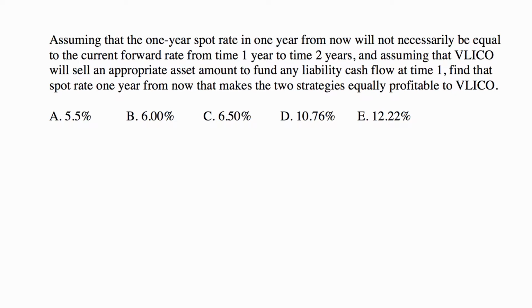Assuming that the 1-year spot rate in 1 year from now will not necessarily be equal to the current forward rate from time 1 to time 2 years, and assuming that VLICO will sell an appropriate asset amount to fund any liability cash flow at time 1, find that spot rate 1 year from now that makes the 2 strategies equally profitable to VLICO.